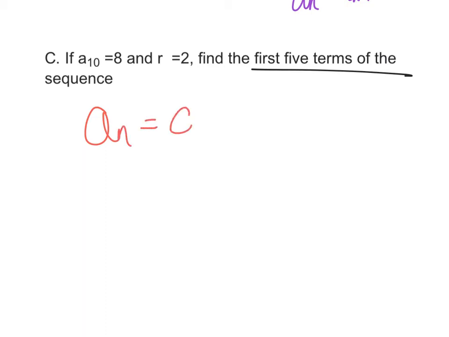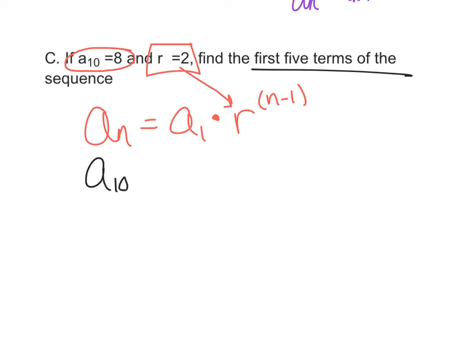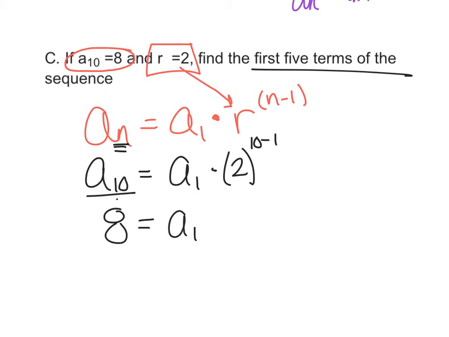A sub n equals a sub 1. It has a ratio, so I know it's times the ratio raised to the n minus 1. Now the only thing I can plug in, obviously, is the 2 for the ratio, and I can plug this term in. So I'm going to say a sub 10, so that's telling me all my n's are becoming the number 10, equals a sub 1 times 2 raised to the 10 minus 1. And I know a sub 10 is actually 8. So 8 equals a sub 1 times 2 to the 9th power.